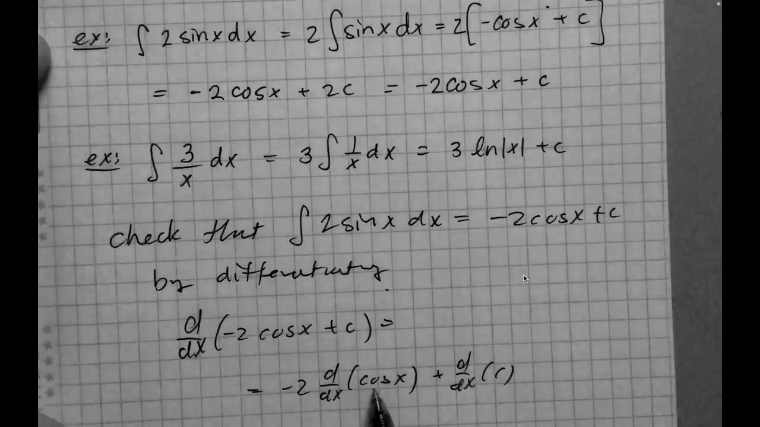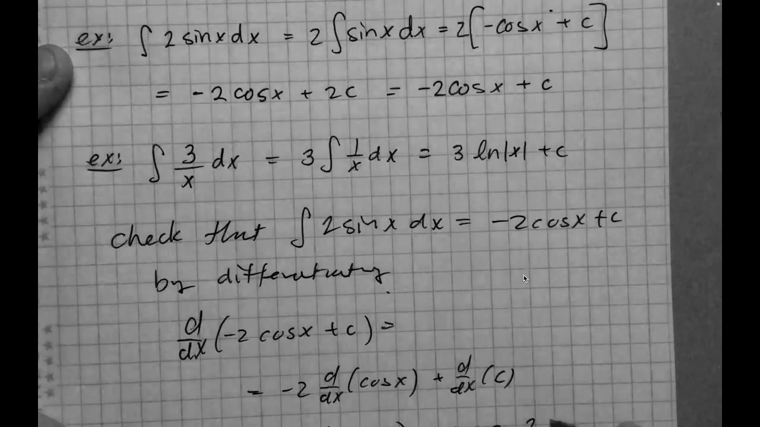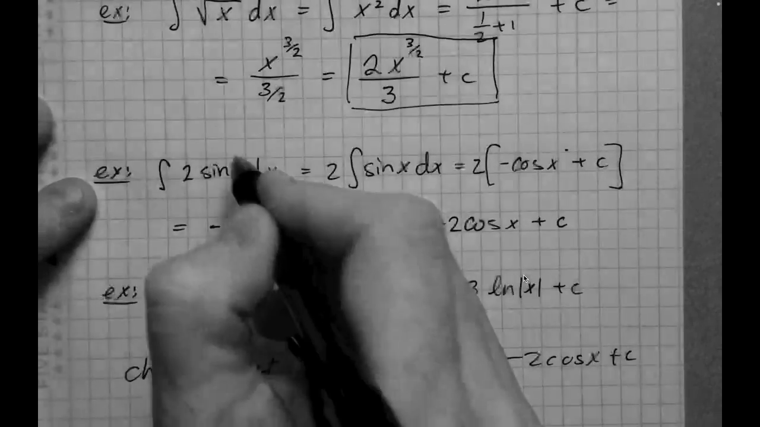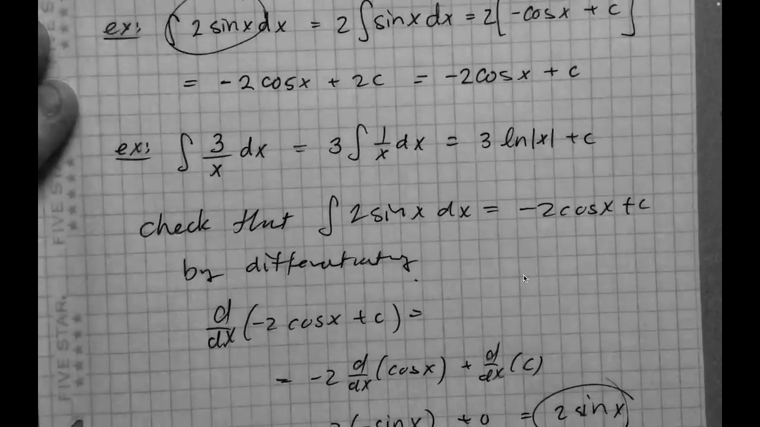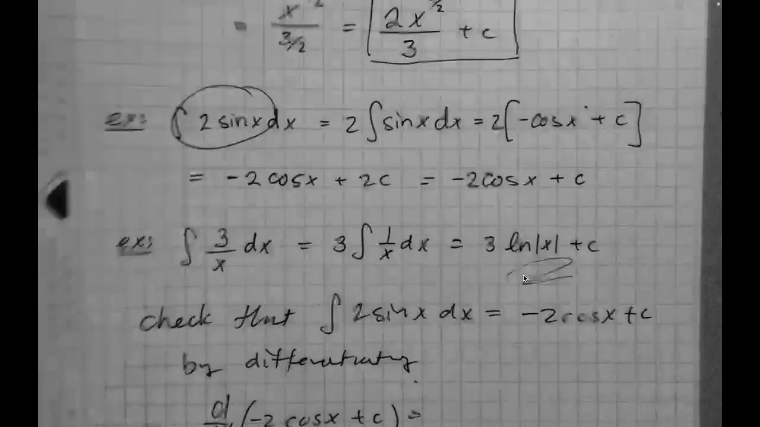And well, I can differentiate the cosine. I get negative 2 times negative sine plus 0. And so what do I get? 2 sine, which is what I have up there as well. So I can check those, and I can similarly check this one. Any of these that I've done, we can always check them. Okay, so kind of get into that habit.